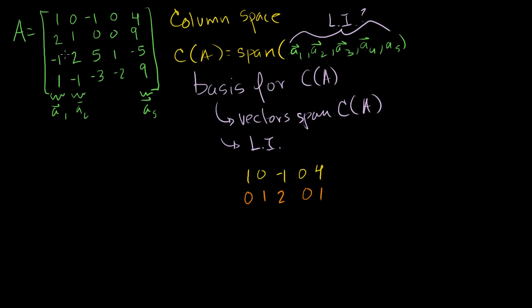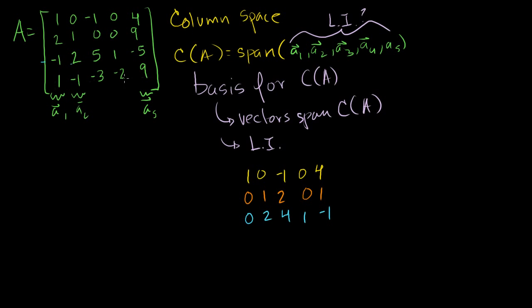Now we want to zero out this guy. It seems like a pretty straightforward way: just replace this row with this row plus the first row. So minus 1 plus 1 is 0. 2 plus 0 is 2. 5 minus 1 is 4. 1 plus 0 is 1. Minus 5 plus 4 is minus 1.